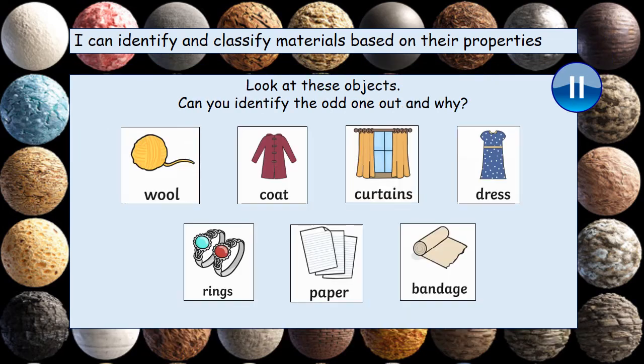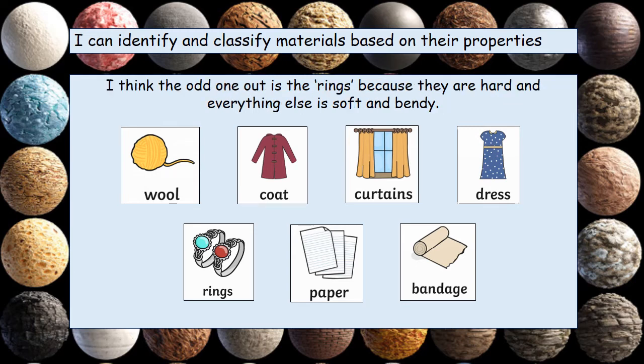Look at these objects. Can you identify the odd one out and explain why? Wool, coat, curtains, dress, rings, paper, bandage. I think the odd one out is the rings because they are hard and everything else is soft and bendy or flexible.